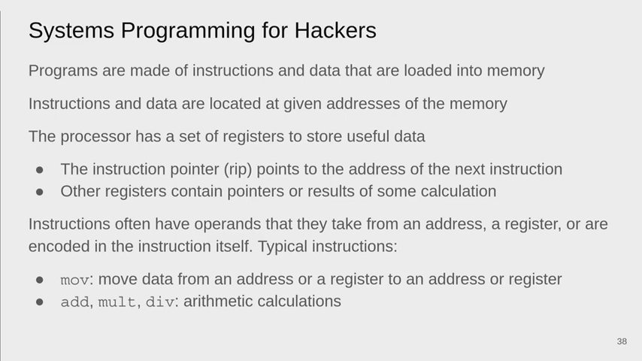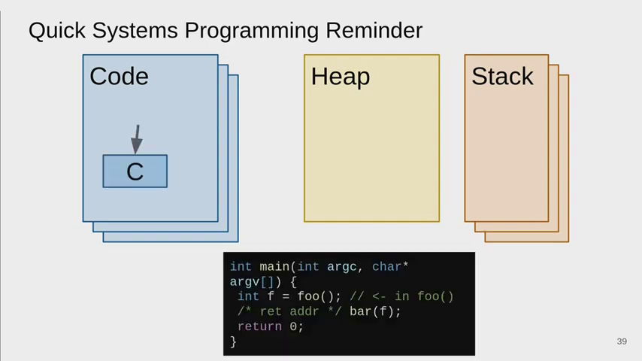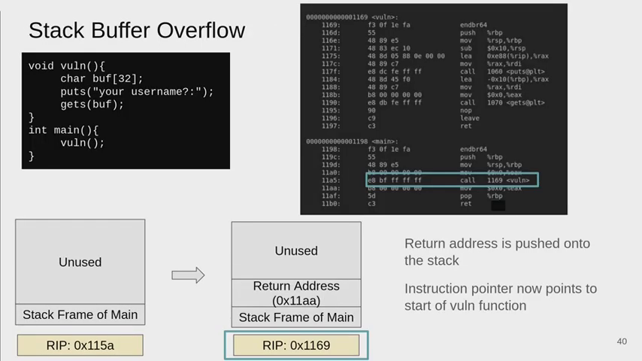There are a lot of different assembly instructions. Move moves data from an address or a register to an address or register, and there's add, multiplication, and division as arithmetic calculations. Quick systems programming reminder that you've likely seen before. We usually split a process into a code section, a heap section, and a stack section. There's code with code pointers in there, and the return instruction pointer on the stack will point somewhere into the code section. I'll now walk through a simple example.